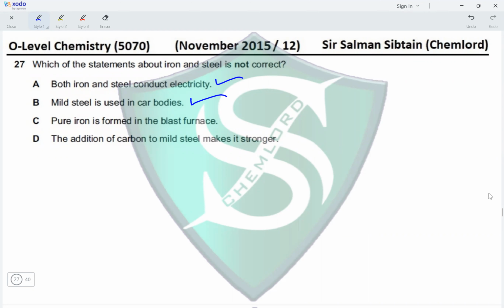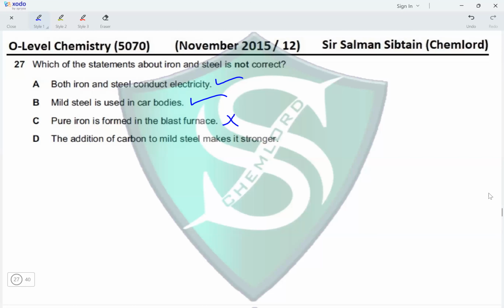Pure iron is formed in the blast furnace. No, pure iron is not formed in the blast furnace. There are impurities present in the form of slag, and slag is floating over the molten iron present. So impure iron is produced. So this statement is not correct.